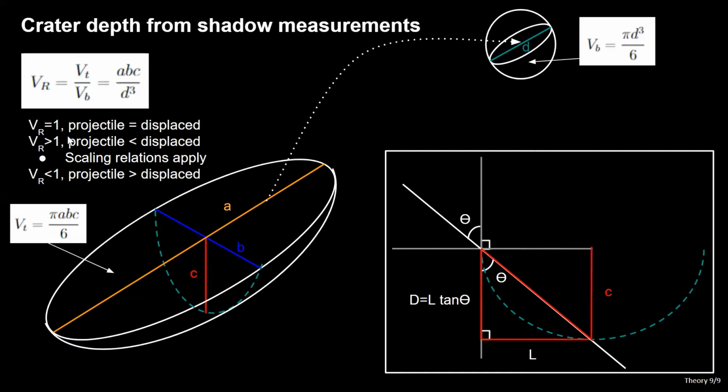So if this ratio is 1, the volume of the projectile is equal to the volume of the displaced material. They're the exact same. The projectile made a crater that's the exact same size as itself. If it's greater than 1, then the projectile displaced more volume than its own volume. And this is when the scaling relations are supposed to apply. If it's less than 1, the projectile's volume is bigger than the dent that it made.